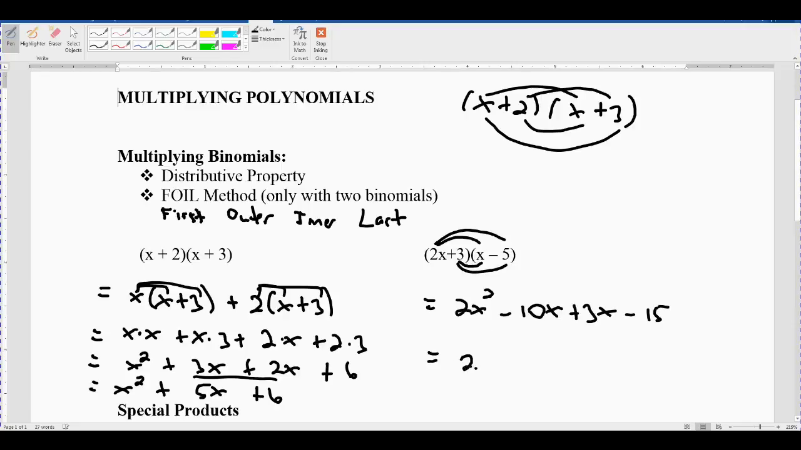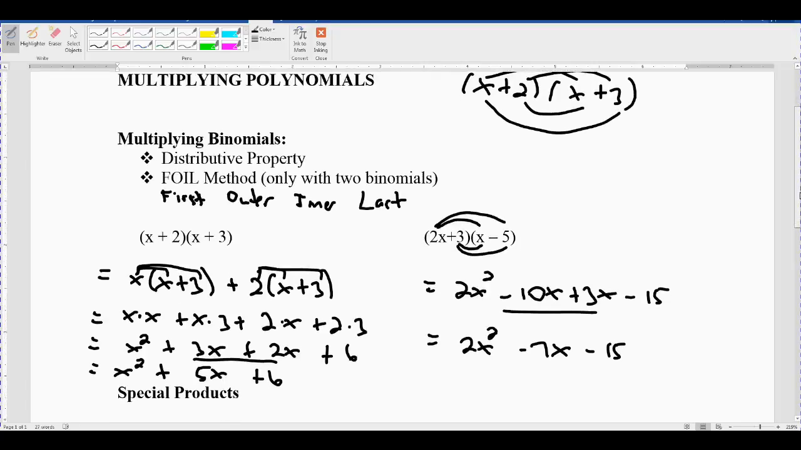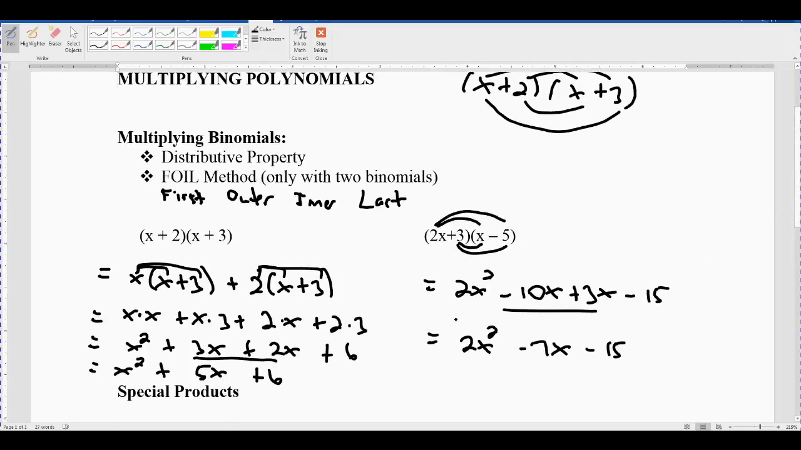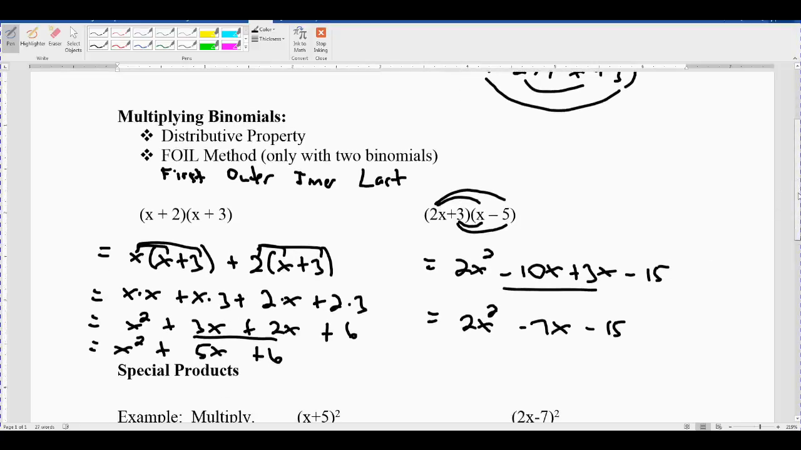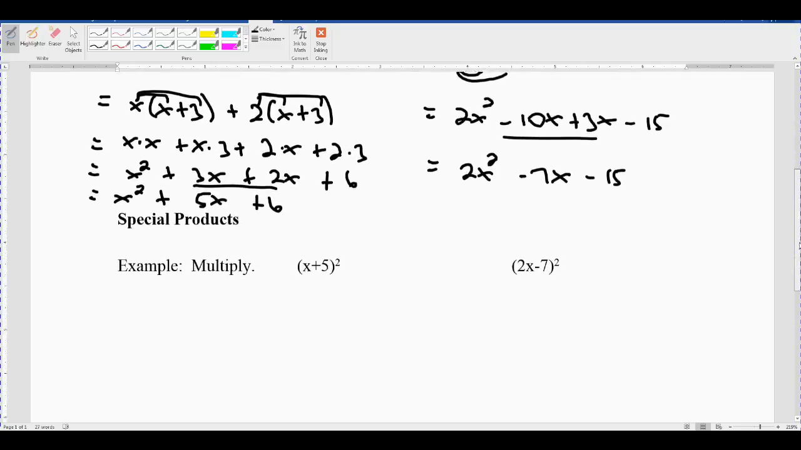And then you combine like terms. These two are like terms. Negative 10 plus 3 is negative 7x minus 15. Sometimes the fewer the steps you have, the easier it is, and the better that it is. Now we do have special products.